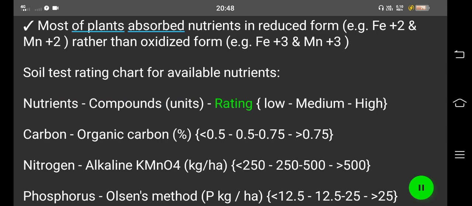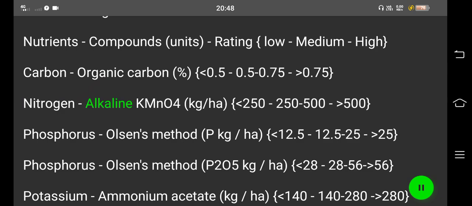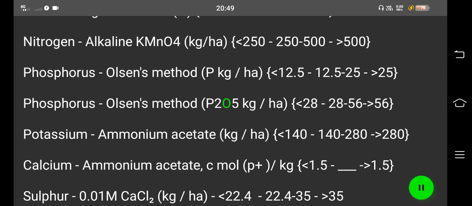Soil test rating chart for available nutrients. Nutrients, compounds, units, rating: low, medium, high. Carbon, organic carbon, percent: less than 0.5, 0.5 to 0.75, greater than 0.75. Nitrogen, alkaline KMnO4, kilogram per hectare: less than 250, 250 to 500, greater than 500. Phosphorus, Olsen's method, P, kilogram per hectare: less than 12.5, 12.5 to 25, greater than 25. Phosphorus, Olsen's method, P2O5, kg per hectare: less than 28, 28 to 56, greater than 56.